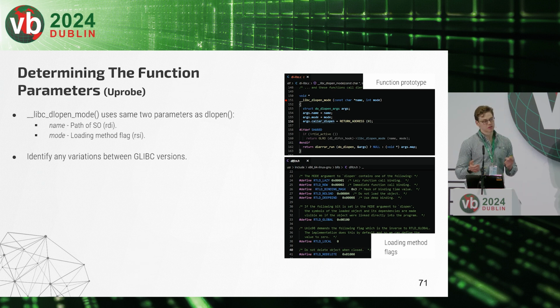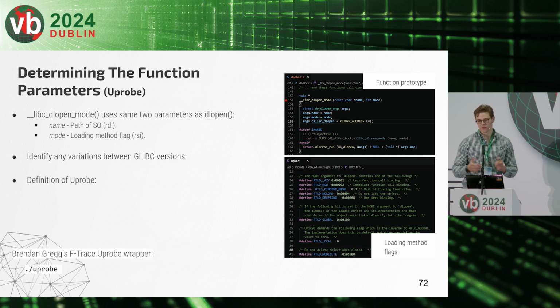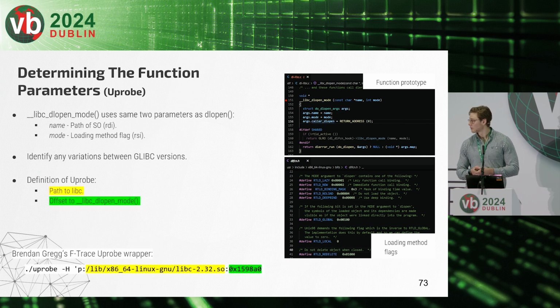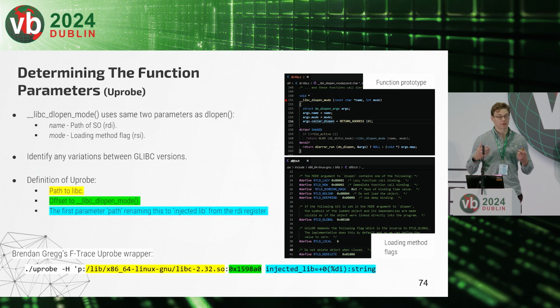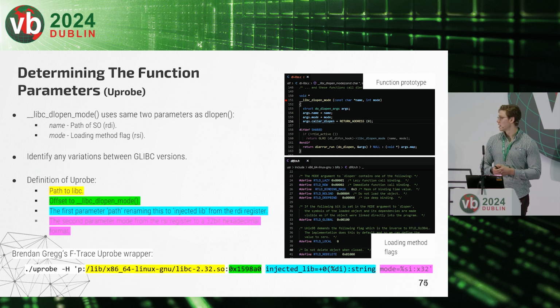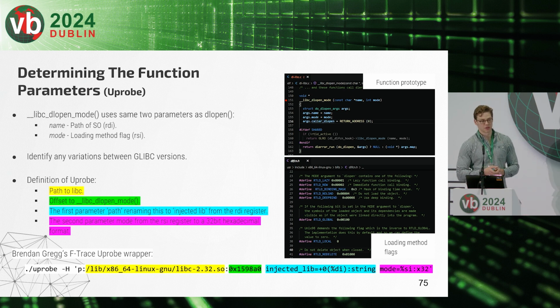Once we've done this, we can start to define our uprobe by specifying the path to libc and the offset to the function. We want to extract that first parameter. Now this would be the path to the injected shared object. And then the second parameter will indicate the binding type. For this example, I've used Brendan Gregg of Netflix fame's uprobe wrapper tool. And it's essentially a wrapper around the ftrace instrumentation, but it's great for just poking quick uprobes.